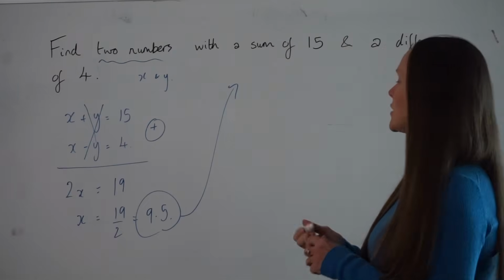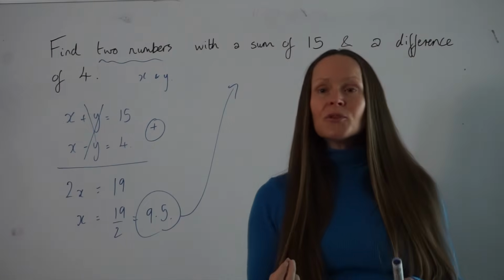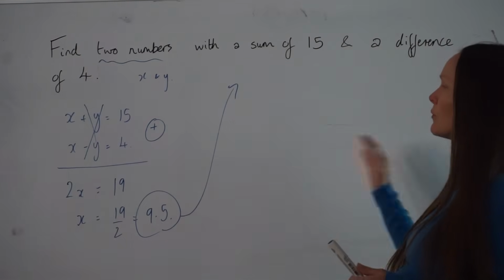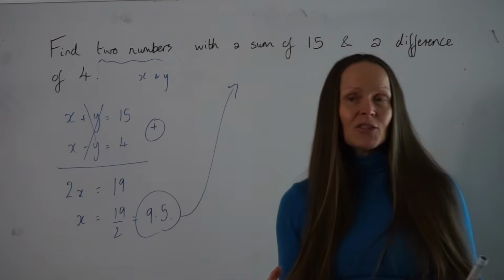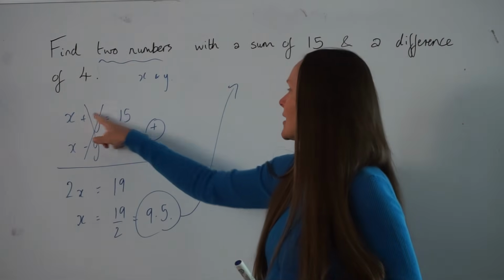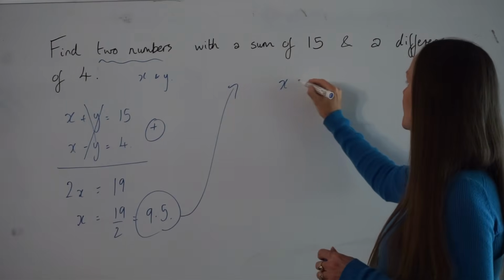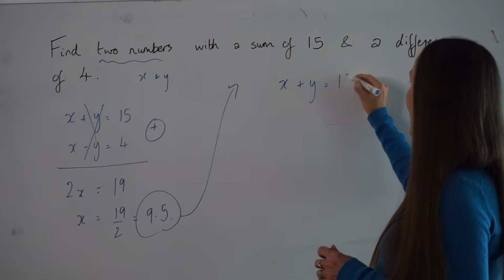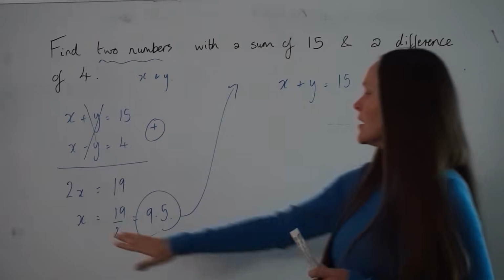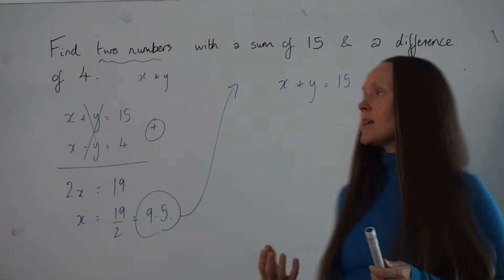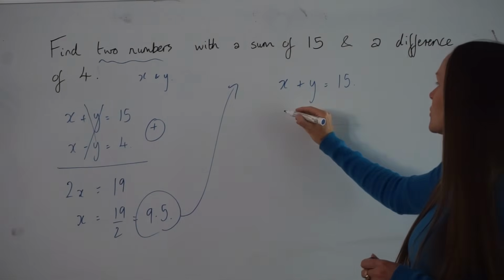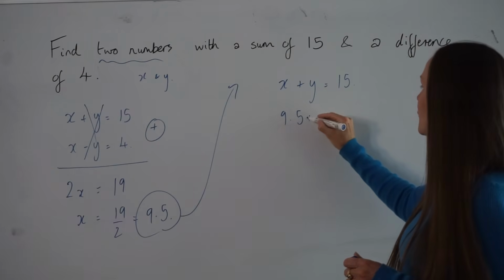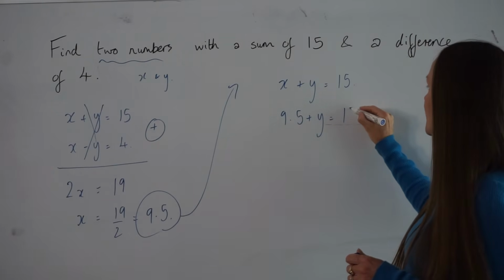Now, to find the second number, all you have to do is substitute that answer into one of the original equations. It doesn't matter which one you use. I'm going to take this one here, x plus y equals 15. And then you can just replace the number x with 9.5, okay? So instead of x plus y, we now have 9.5 plus y, which is equal to 15.